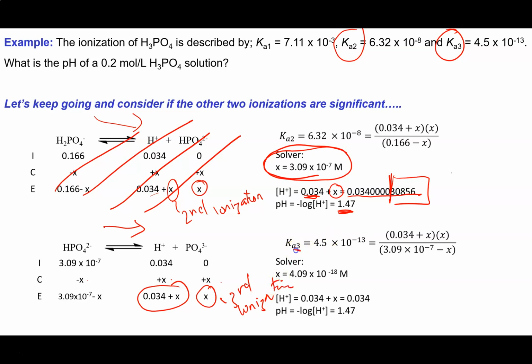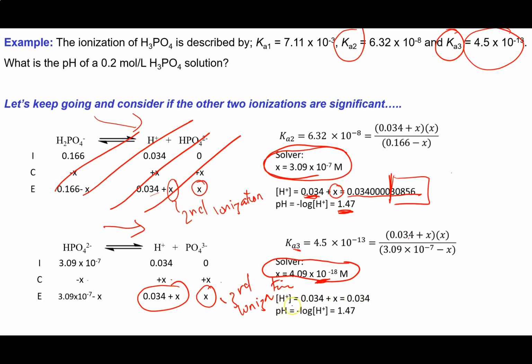So I'm using Ka3 here. Ka3 is equal to 4.5 times 10 to the minus 13. I'm making sure I pick the right one. And then again, it's products over reactants. When I used the solver, you can see it's an infinitesimal amount of hydrogen ions that are produced in that third ionization, 10 to the minus 18 moles per liter. That's undetectable amounts of hydrogen ion.